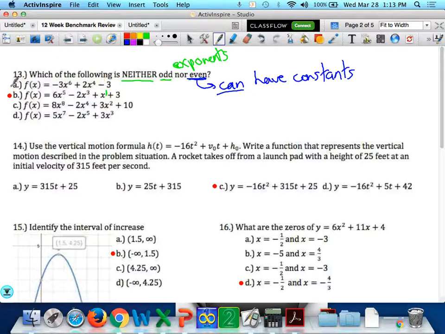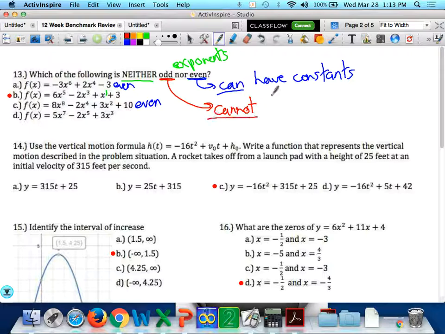Even has a constant. That is an even function, meaning it's not our answer because we want neither. Even has a constant. Doesn't matter. That is definitely an even function. All the exponents are even. Odd plays by a slightly different rule that's harder to keep track of.